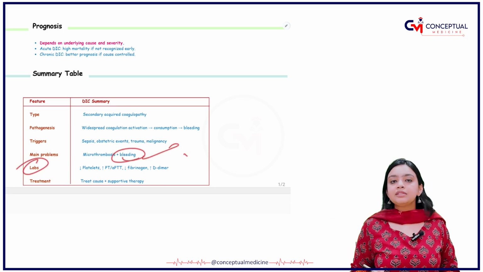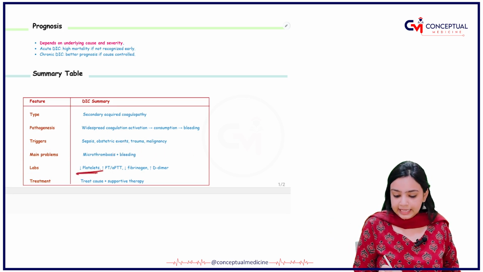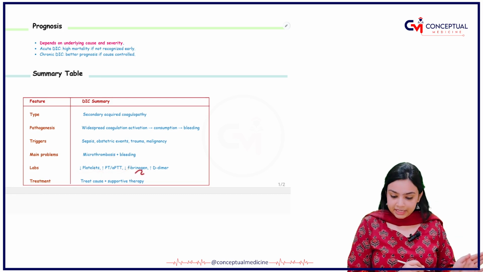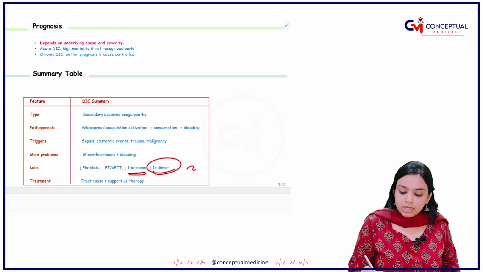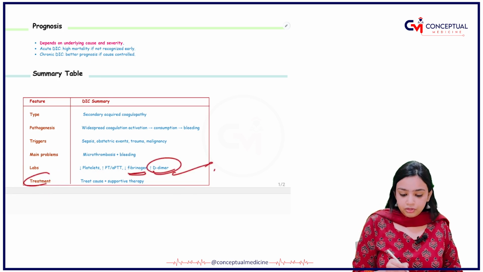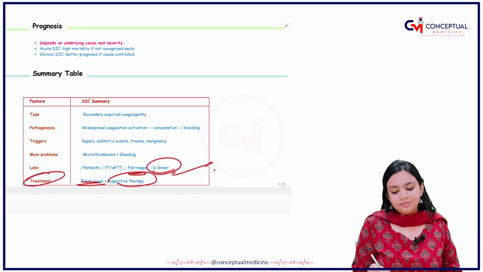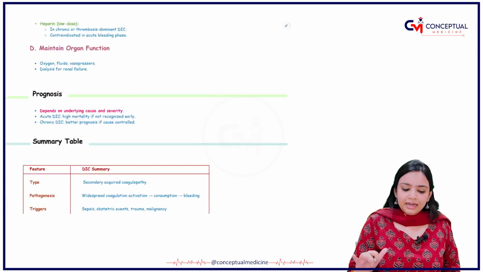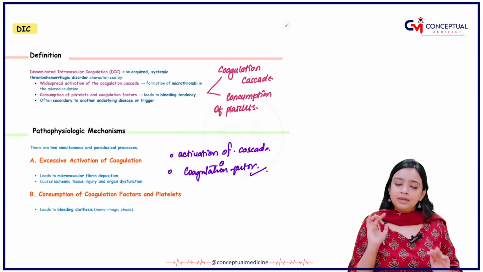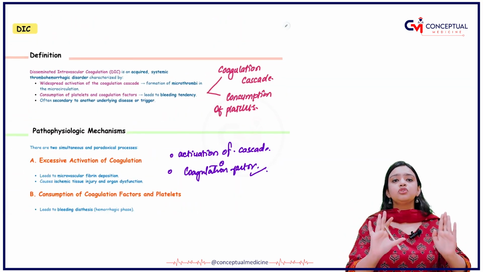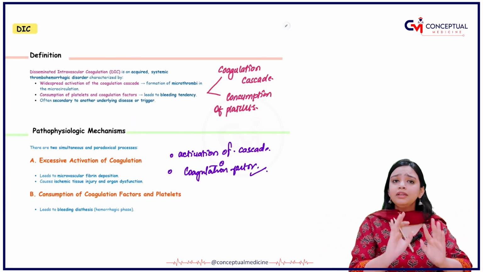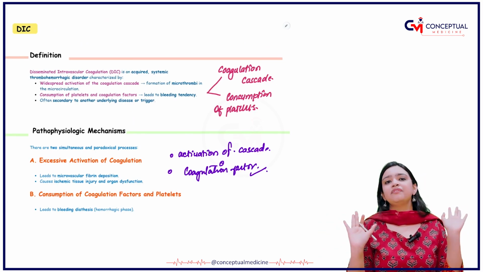In the laboratory tests, I am able to see a decrease in platelets, increase in PT and aPTT, decrease in fibrinogen and increase in D-dimers. For the treatment, I have to treat the cause plus give supportive therapy. Now, this was all about your DIC. If DIC comes as a short note, this much you need to write. Or even if it comes as a long note, this much is sufficient for you all.